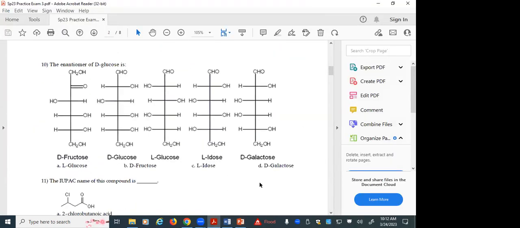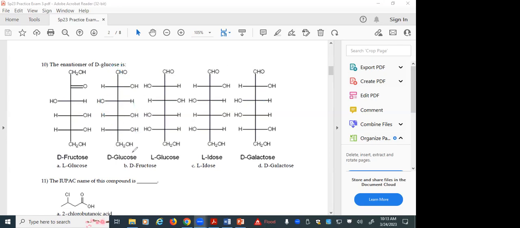So you're doing the opposite of D-glucose in the projection, it would be L-glucose. I'd have to write it down, but no, it would be L-glucose. So if I'm looking, here's D-glucose, this one right here.